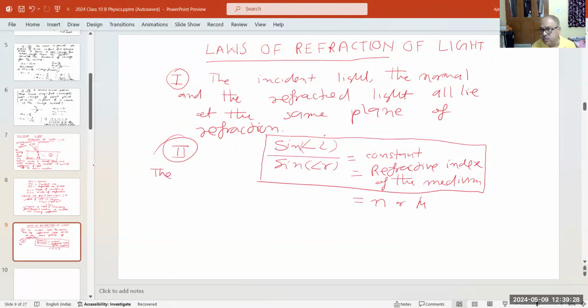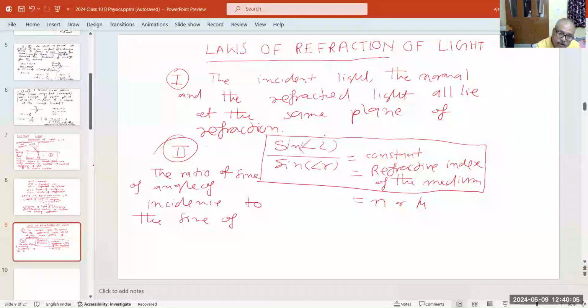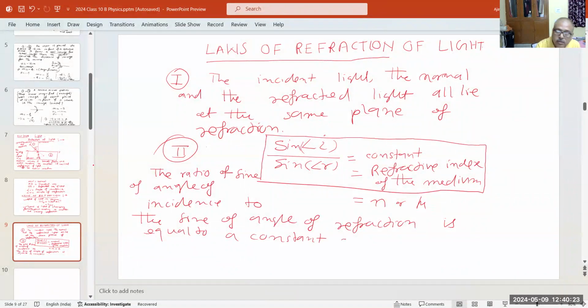Take care of this. Fundamental statements should not be changed. You should just state it as it is given: the ratio of the sine of the angle of incidence to the sine of the angle of refraction is equal to a constant called refractive index of the medium.